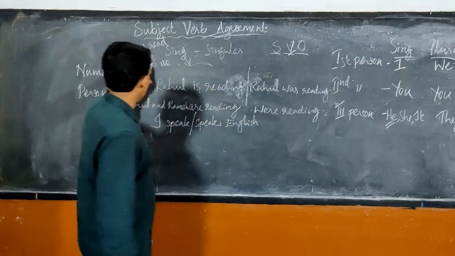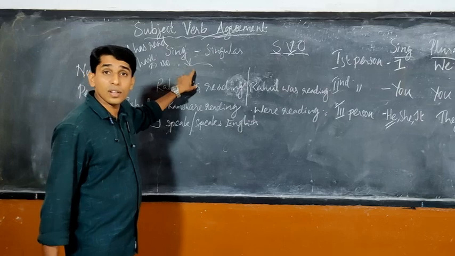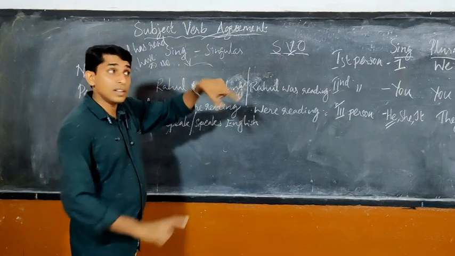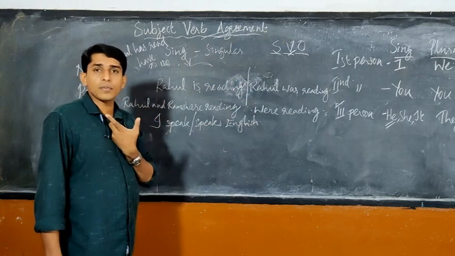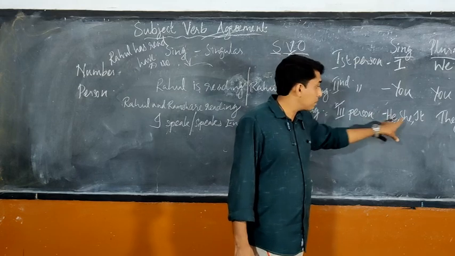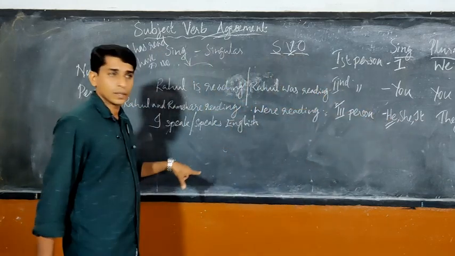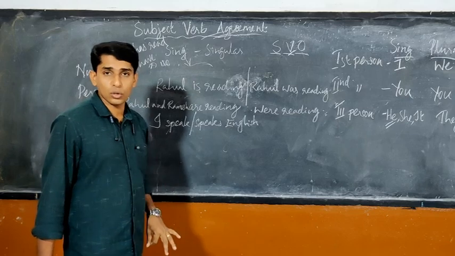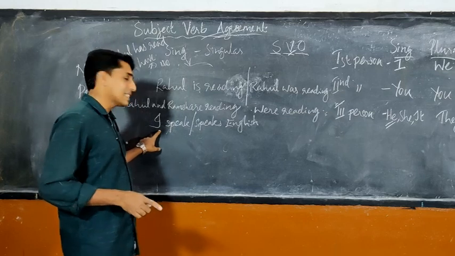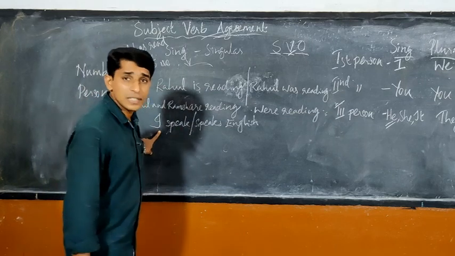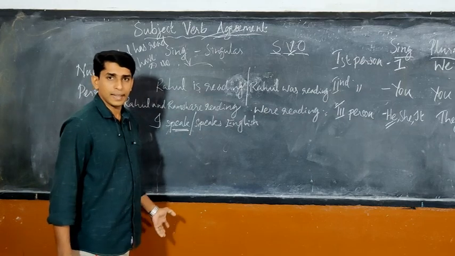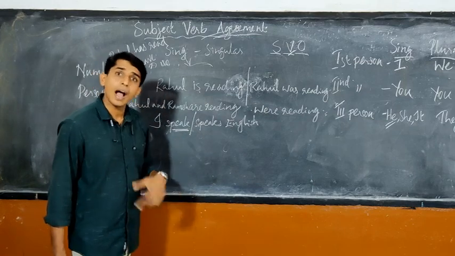Dear children, earlier I just wrote Rahul reads English. Rahul is third person. I is the first person. Instead of Rahul, we can use he, that means third person. Third person only has this rule. First person won't take this rule. Even though I is singular, it will only take the plural form. That is an exception. We cannot say I speaks English.